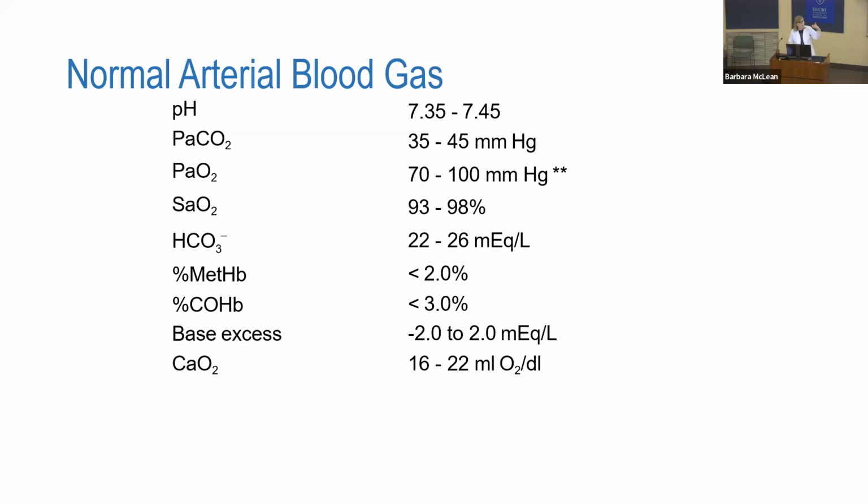So hemoglobin is, I'm going to give you something easy. Hemoglobin is 10. Saturation is 100%, so that's 1.0. So 10 times 1.0 is 10, times 1.36.